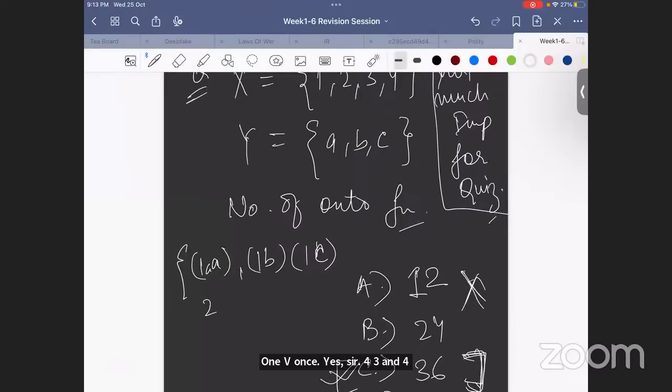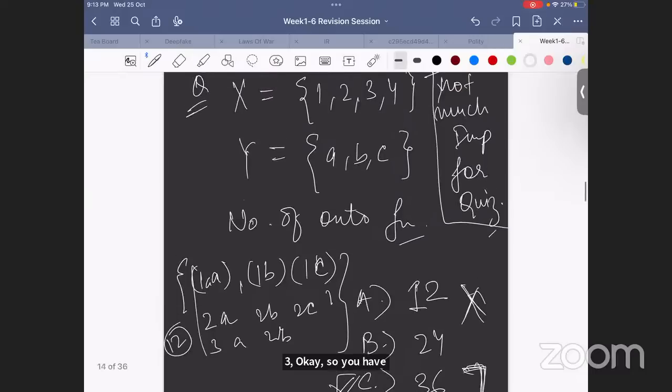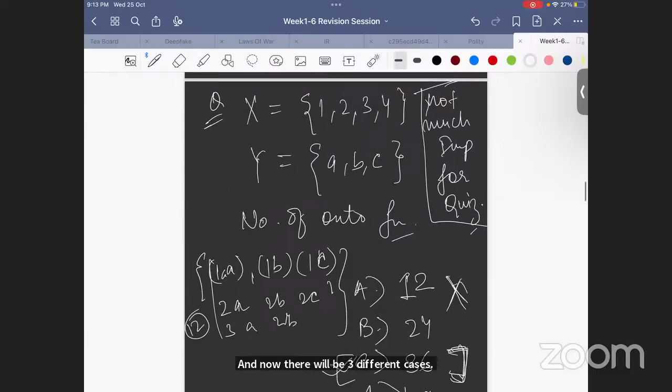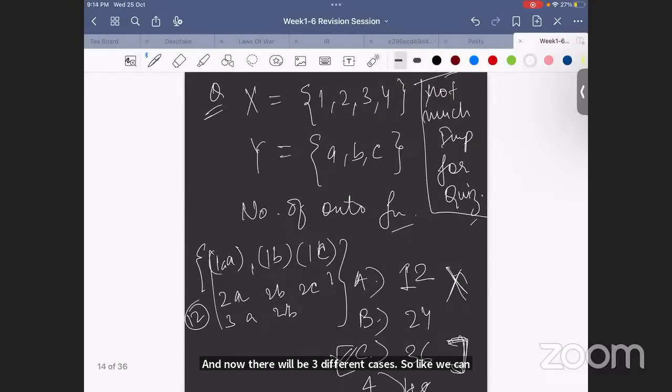Okay, then 2A, 2B, 2C, 3A, 3B, 3C. So you have 12. Yes, sir. Okay. Now there will be 3 different cases. We can arrange these 12 also in 3 ways. So 12 into 3. How can you arrange this 12 in 3 ways?